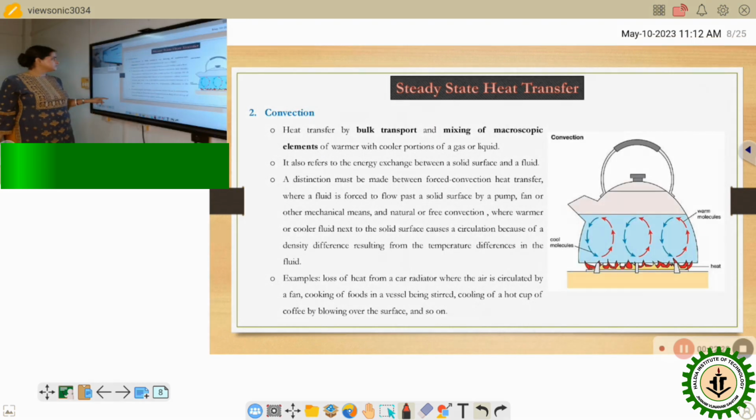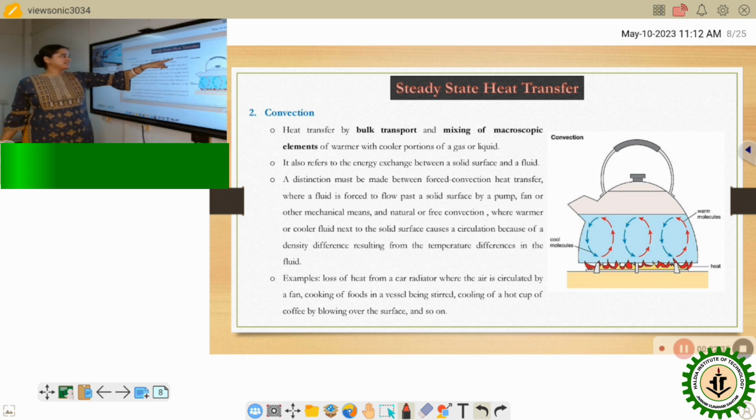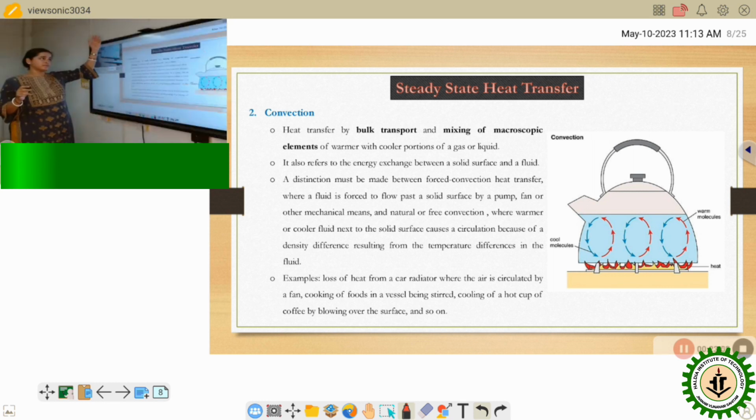Now coming to convection. The main difference between conduction and convection is that during convection there is an actual movement of the warm molecules and cold molecules. So heat is transferred by bulk transport and mixing of macroscopic elements of warmer with cooler portions of a gas or liquid, meaning there will be a mingling of warmer regions with the cooler regions. It also refers to the energy exchange between a solid surface and a fluid. That fluid can be both liquid and gas. So if this wall gets heated up and I have air in this room, the air will also get heated up due to the contact with this heated wall.